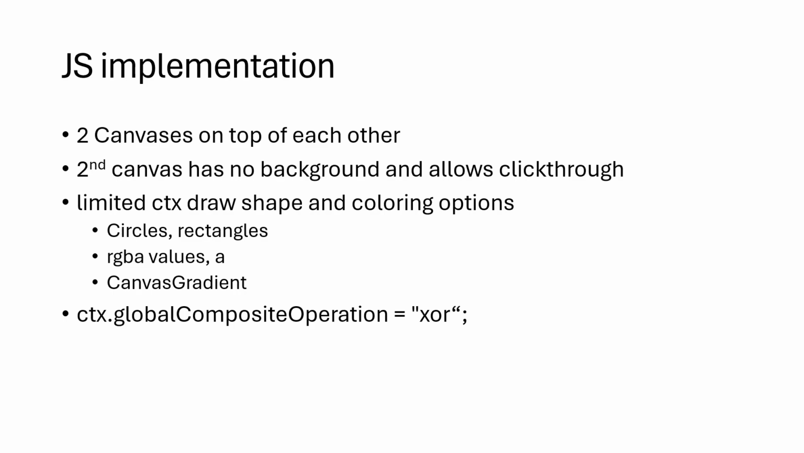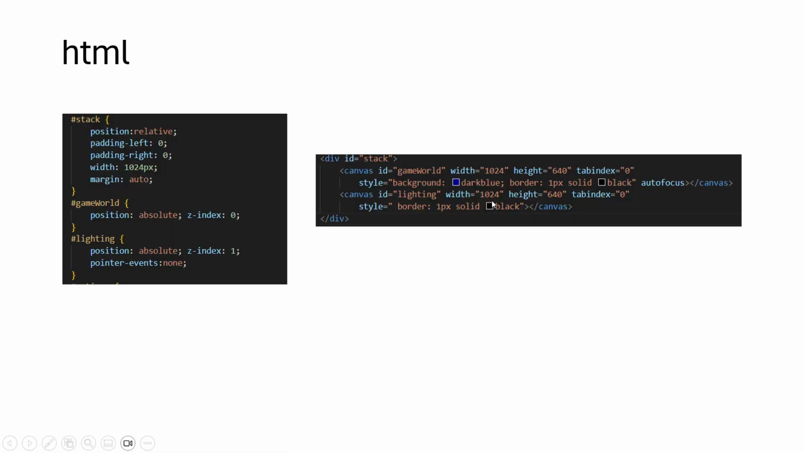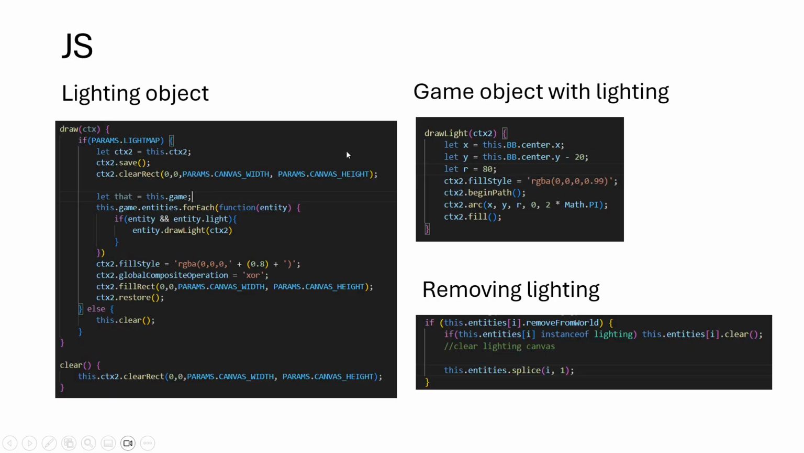That is the darkness. Now, to show you the code, on the HTML side, we have the stack ID. We have two canvases inside a stack, and we control their z-index. We have set the position to absolute, and we control the pointer events. This is some idea on how to put them on top of each other. You can play around with it if you want, but this is a simple way to make sure they're on top of each other.